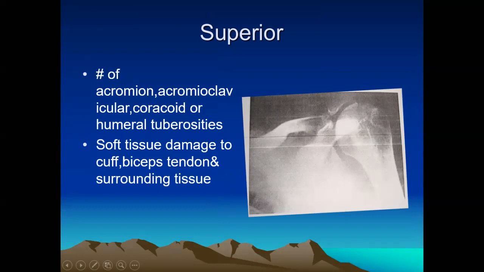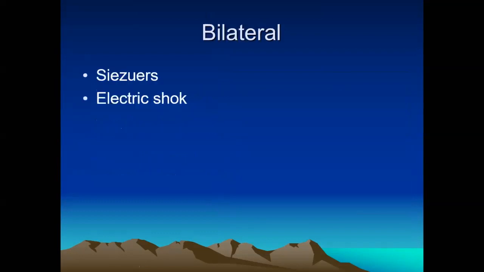There can be a superior dislocation, with fracture of the acromion, acromioclavicular joint, coracoid, humerus, and their tuberosities. Soft tissue damage to the cuff, biceps tendon, and the surrounding bone can all be injured. Bilateral dislocation is usually because of seizures and electric shock.